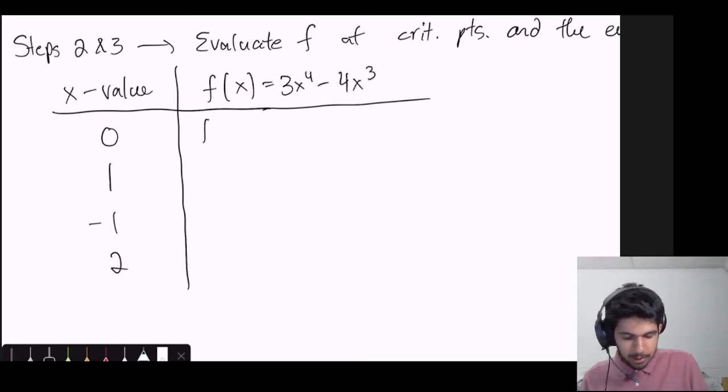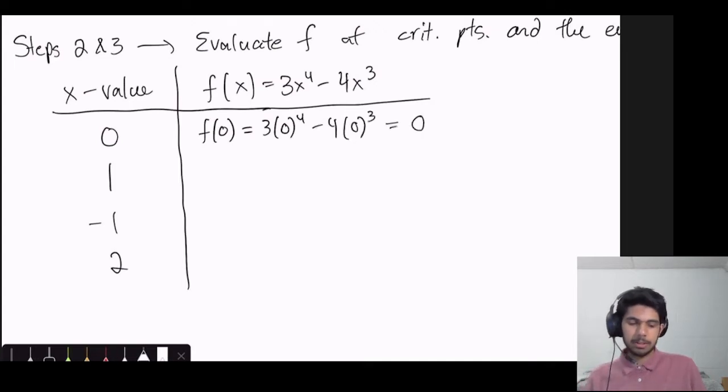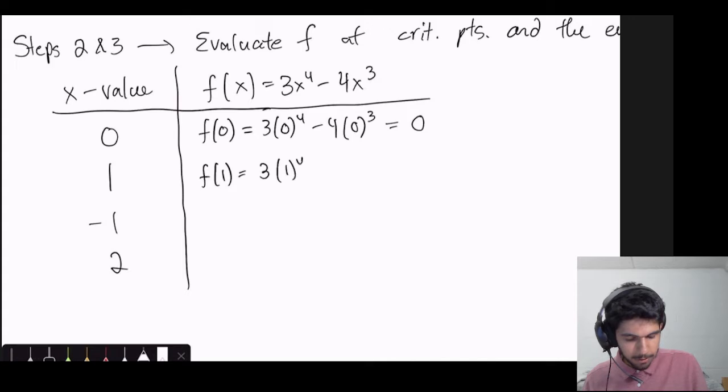So this is saying, let's compute f of 0, which is equal to 3 times 0 to the 4th minus 4 times 0 cubed, and that just equals 0. Okay, so that's pretty simple. Now for this one, we do f of 1. This is equal to 3 times 1 to the 4th minus 4 times 1 cubed.